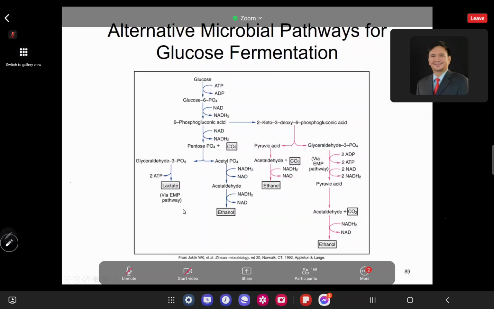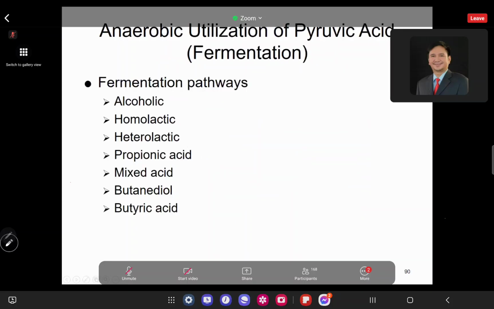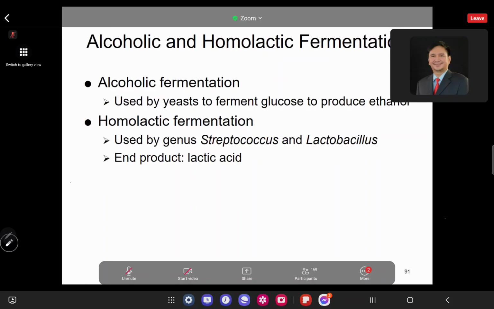So again, this one, Embden-Meyerhof-Parnas pathway. And you would be producing ethanol. Look at the ethanol production. This one from acetaldehyde. Acetaldehyde, this one is from pyruvic acid. So these are the other fermentation pathways, and we would be discussing them one by one, starting with your alcoholic and homolactic fermentation, starting with your alcoholic, used by yeast to ferment glucose into ethanol.